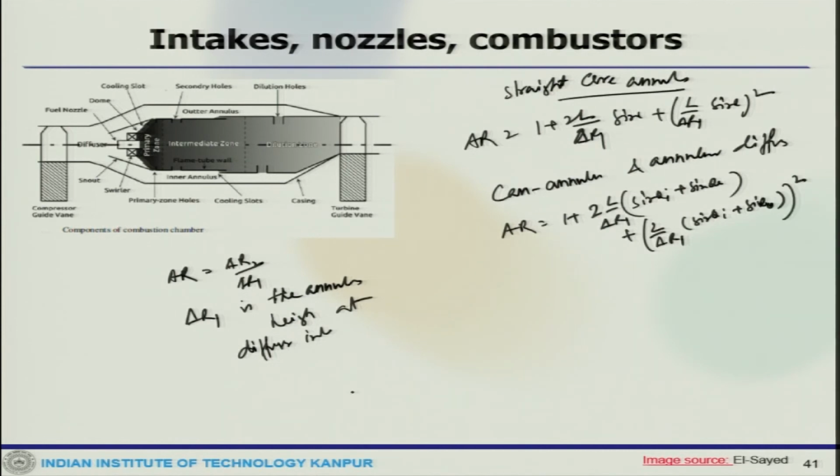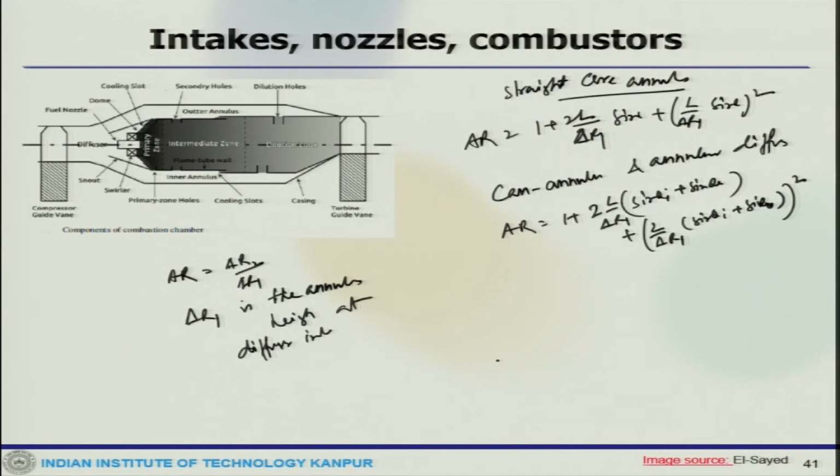So you can just see there is a diffuser, nozzle, dome, cooling slot, swirl, primary. So there will be different combustion zones: primary, intermediate, dilution. You have dilution swirl where again air is injected. You have cooling slots or louver holes, this is called flame tube wall. Then you have primary zone.